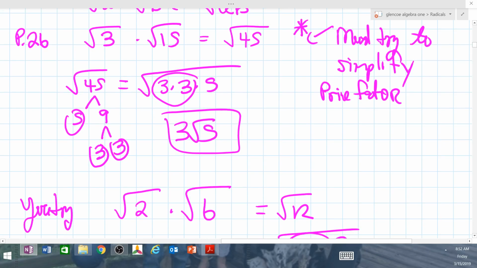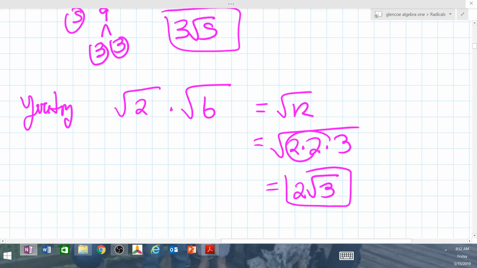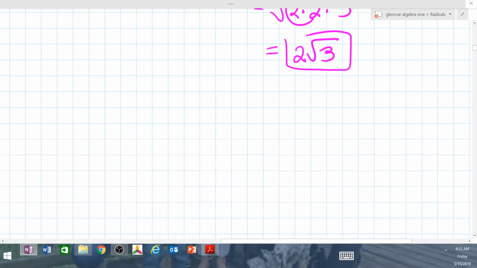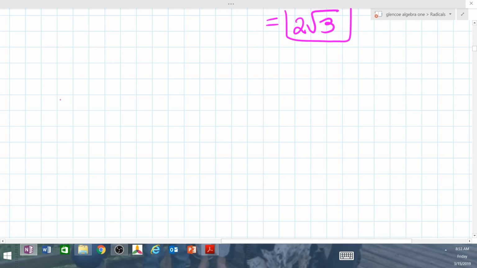So now we were going to simplify radical 2 times radical 6, which equals radical 12. We all know that radical 12 breaks down. What did you guys get for an answer? 2 radical 3 is correct. Okay, what happens if we want to do something like this? 2 radical 6 times 3 radical 8.